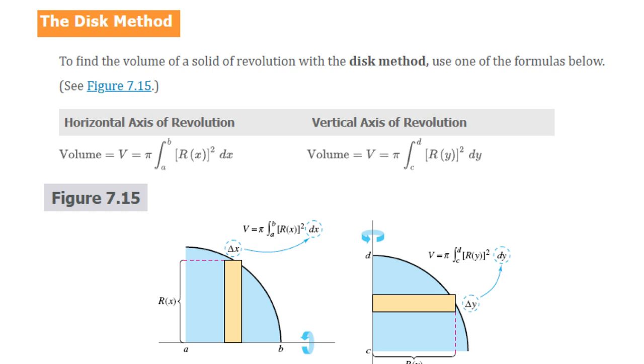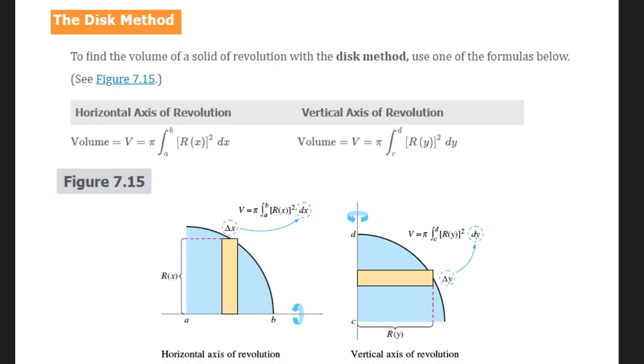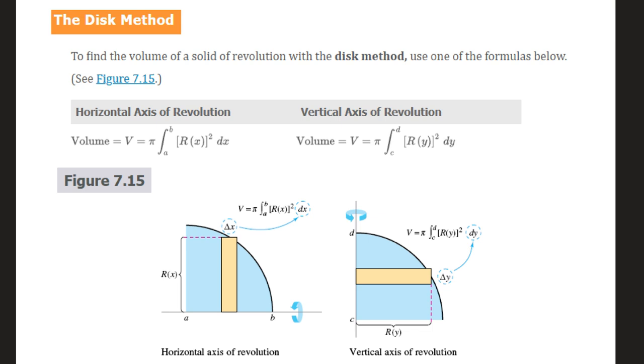With the disk method, use one of the formulas below. If you have a horizontal axis of revolution, and that means you're revolving around the x-axis, then your volume is pi times the radius squared, the radius being the function height. The width is delta x. We translate that to dx. Remember that the area of a circle is pi r squared. We add in volume once it starts rotating.